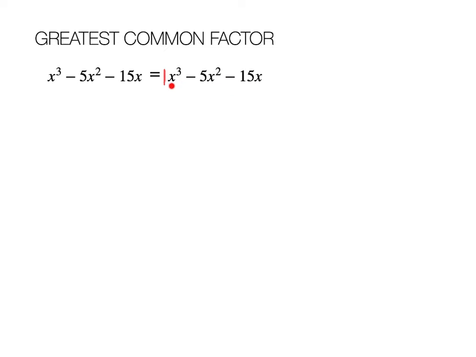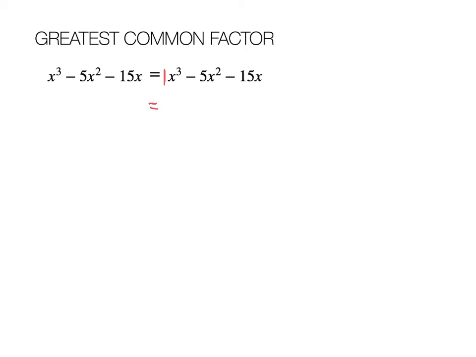Let's look at the variables next. x cubed and x squared and an x. Now these are factors. Remember, this is x times x times x. This is x times x, and this is just x. So x is a factor 3 times, x is a factor twice, and x is a factor 1 time. So the most number of x's they have in common is just that single x.